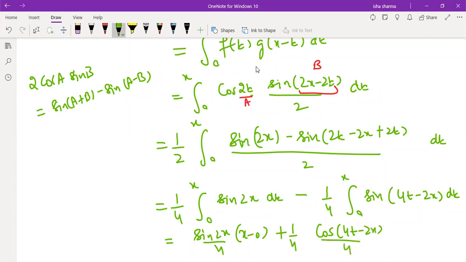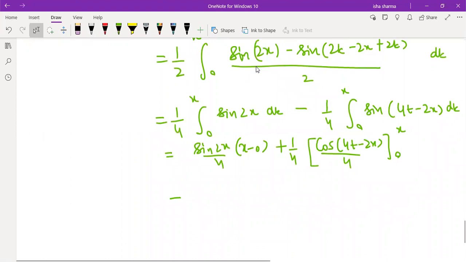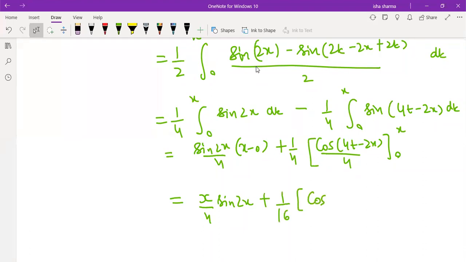It will be divided by 4, because 4 is coming as a multiple of t, and then you have to substitute the upper and lower limit. So the first term is x by 4 sine 2x, and the next term is 1 by 16 times, for the upper limit, 4x minus 2x, because you have to substitute x in place of t.